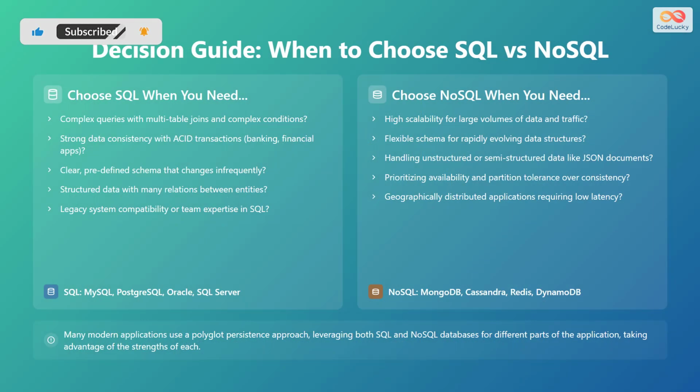Selecting the right database depends on your needs. Choose SQL when you need complex queries, strong data consistency with ACID transactions, a clear predefined schema, structured data with many relations, and legacy system compatibility. Choose NoSQL when you need high scalability, a flexible schema, the ability to handle unstructured data, prioritize availability over consistency, and geographically distributed applications requiring low latency. Modern applications often use both SQL and NoSQL databases.